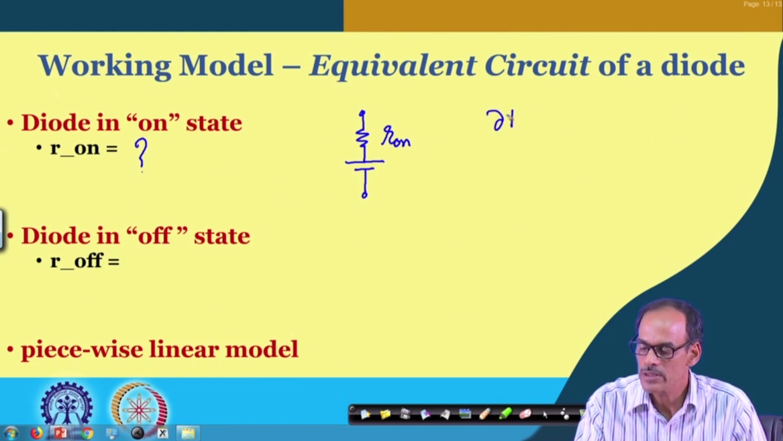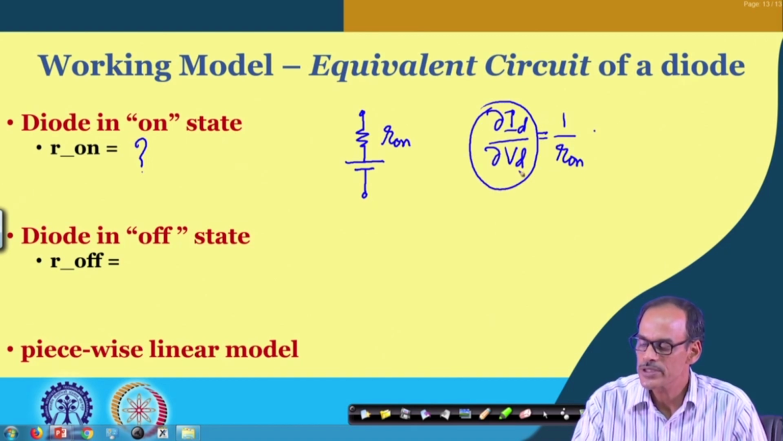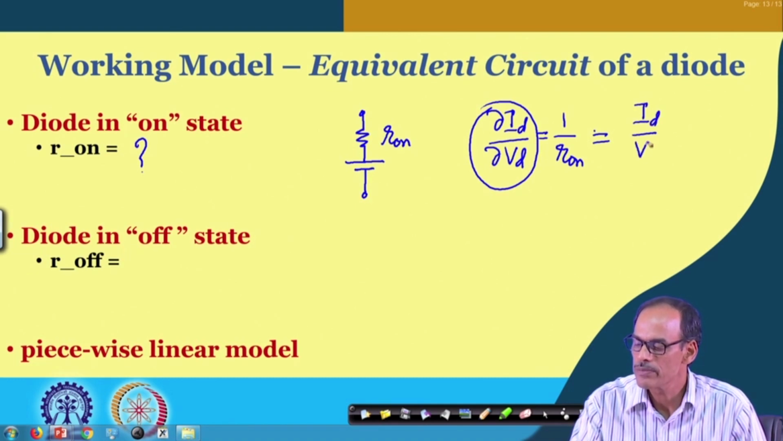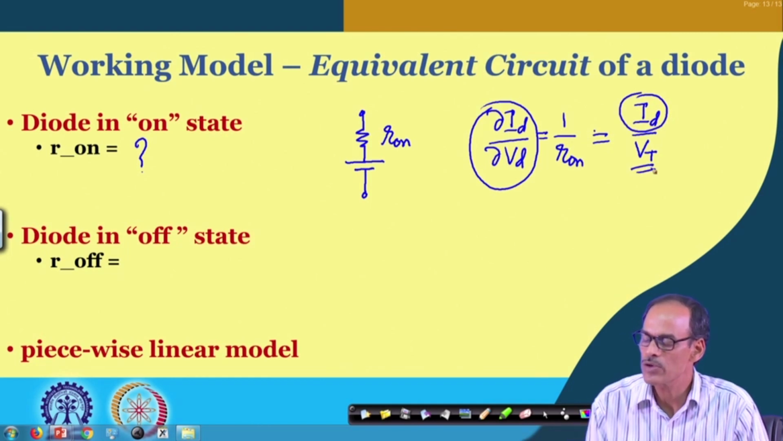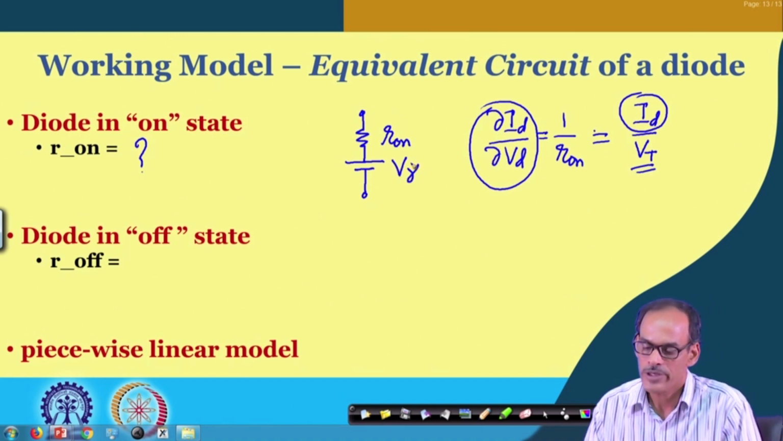The change in diode current with respect to diode voltage is essentially 1 by R on, and if you see this derivative of I d with respect to V d, that gives us I d divided by V t. So, depending on the value of this current and depending on the value of this V t, you can easily find this resistance, and as I said, for V gamma you may have a good guess around 0.6 or 0.7, that may be sufficient.